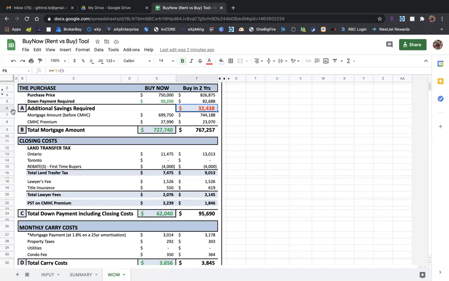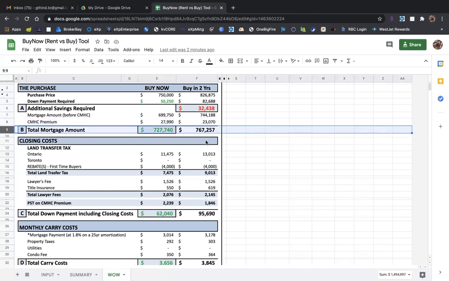Okay, so that's the first line we want them to focus on. I have to save an extra $32,000 to get into the same place. Why would I do that? Right? Now, because we're putting down less than 20%, we will have the CMHC premium. We're not going to avoid it. It's going to be just under $28,000 today. In the future, because Jojo's putting a little bit more down, it's going to be a little less.